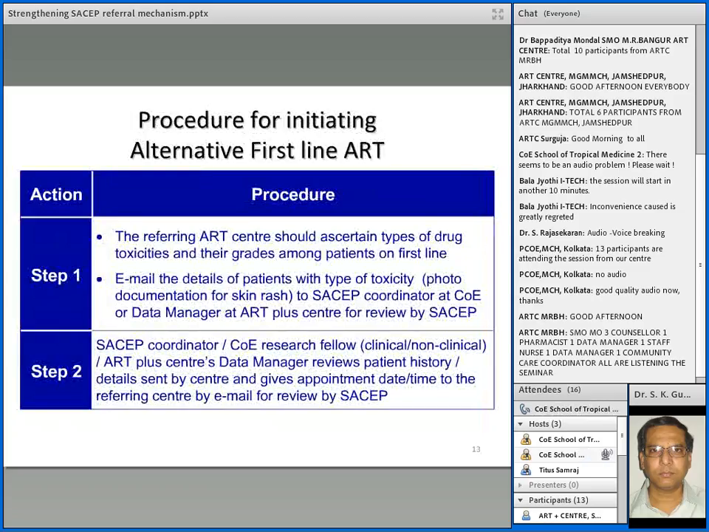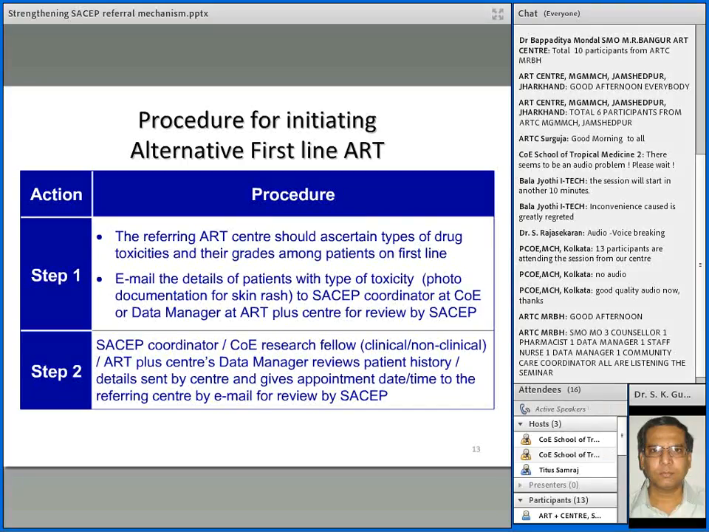Now let's look into the procedure for initiating alternate first-line ART. The referring ART center should ascertain the types of drug toxicities and their grades among patients on first line. This is very important: it's not only naming the toxicity, but you need to grade the toxicities as per the standard guideline. Next, email the details of the patients with the type of toxicities, and photo documentation for skin rash should be done for all patients.